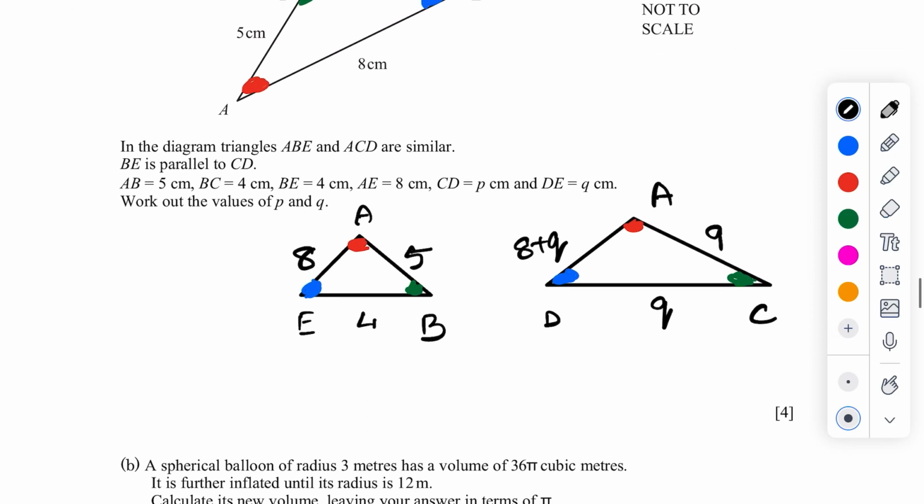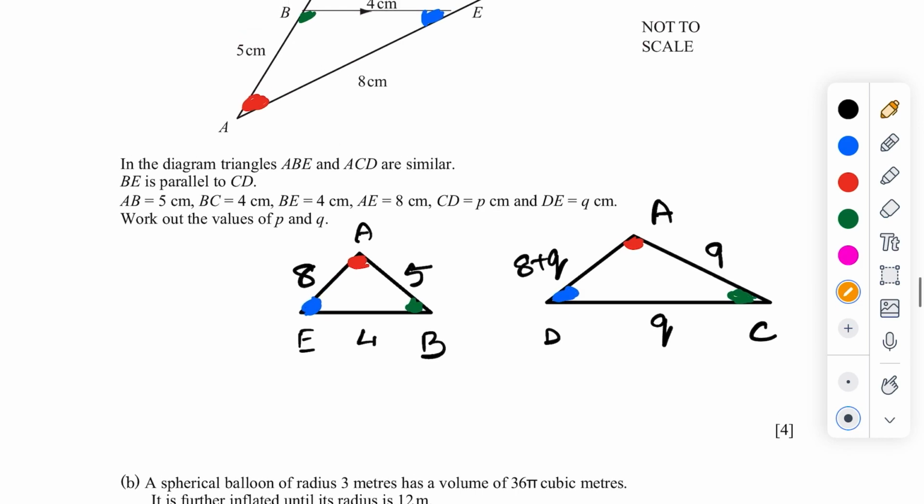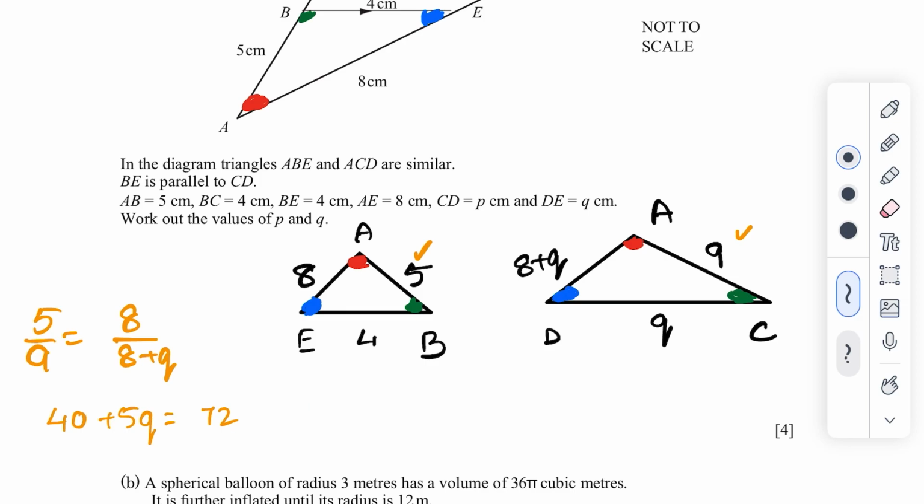Now when they are similar, the ratio of the sides should be the same. So we need to find the ratio of the sides. So we know 5 and 9. So 5 upon 9 equals 8 upon 8 plus Q, that should be the way. Right side by right side equal to left side by left side. Do the cross multiplication. 40 plus 5Q equals 72. So 5Q equals 32, which gives me Q equals 32 upon 5. 32 divided by 5 is 6.4.